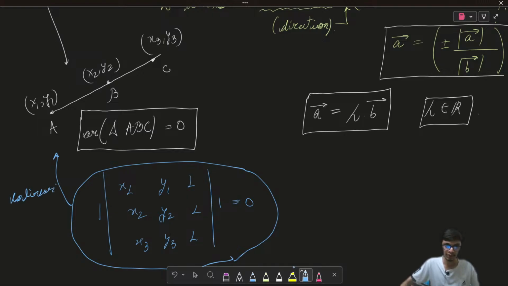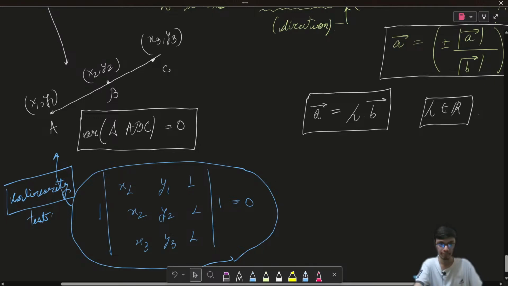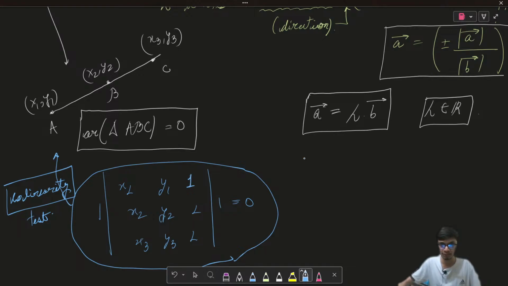So we have already seen that in our coordinate geometry. So this is a collinearity test. All right. So the test for collinearity is simply by taking this determinant and equating it to 0. I hope this is clear to all of you. Is this part clear to all of you?